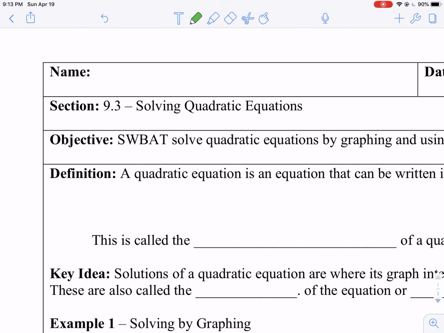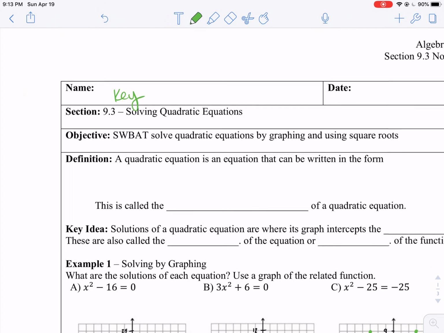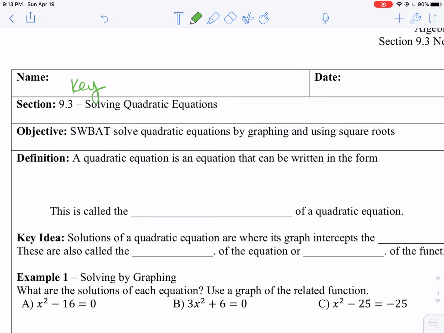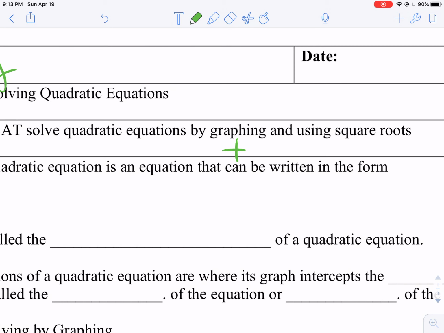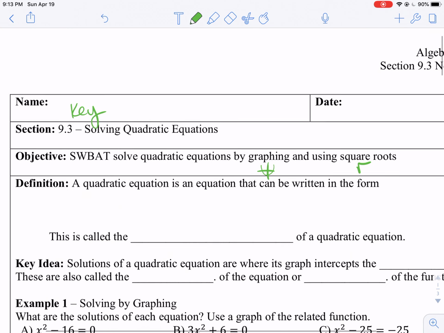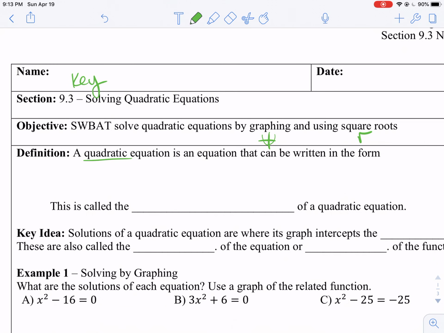Today we will be solving quadratic equations. Over the next few lessons, we're going to look at a bunch of different ways of solving quadratic equations. The first way today is going to be by graphing, and then we're going to solve it with square roots. So by the end of the day, you will be able to solve quadratic equations by graphing them and by using square roots.